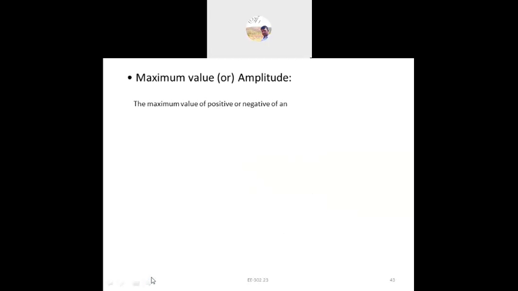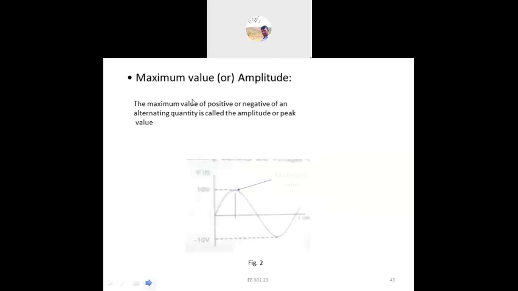Next is the maximum value or amplitude. The maximum value, positive or negative, of an alternating quantity is called the amplitude, peak value, or maximal value. If you observe this sine wave, this is the maximum value, and this is the lower value. This is called the amplitude or peak value of the sine wave.